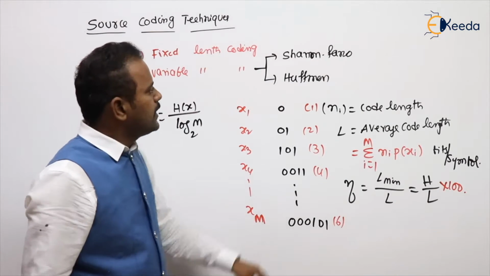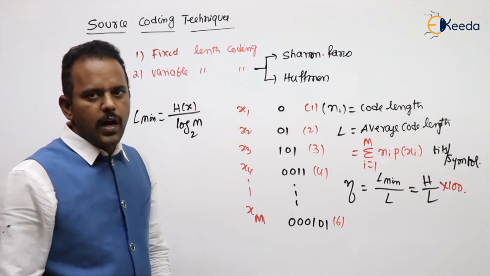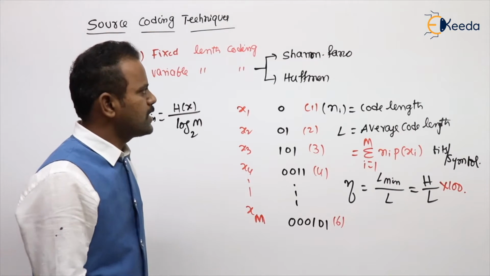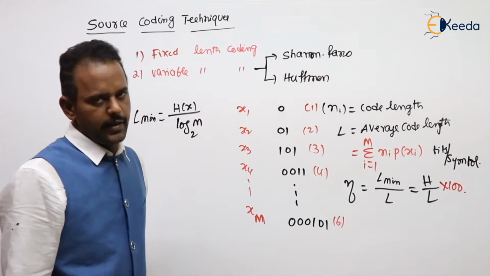Now we will go for each and every coding technique, and we will also compare their efficiencies, like what is the procedure, what are the things. Clear? Yeah.